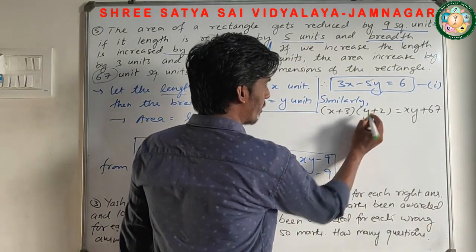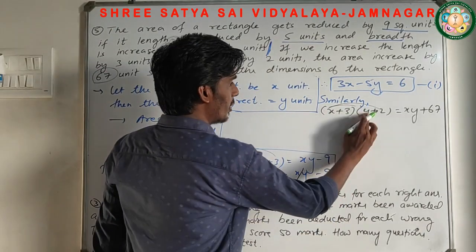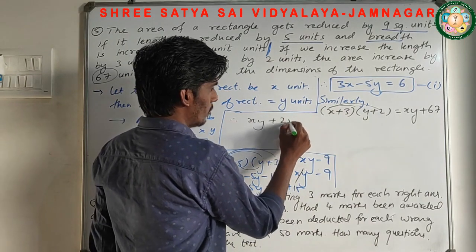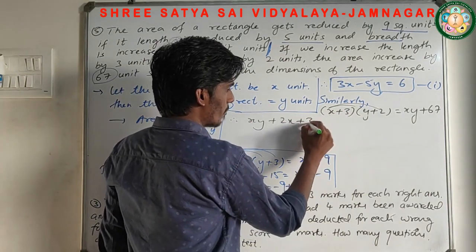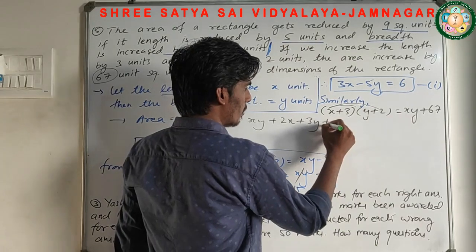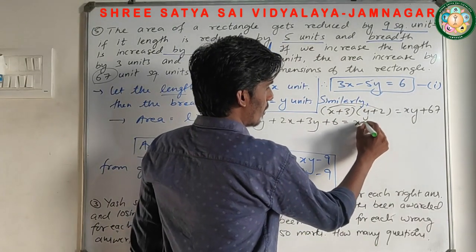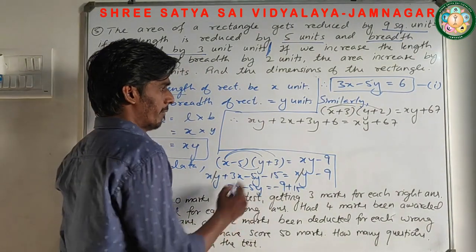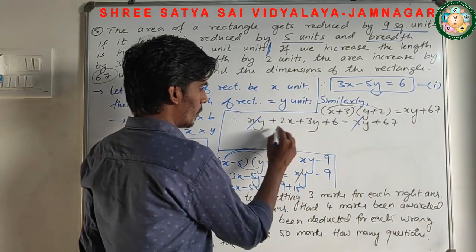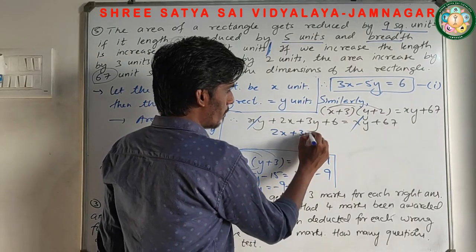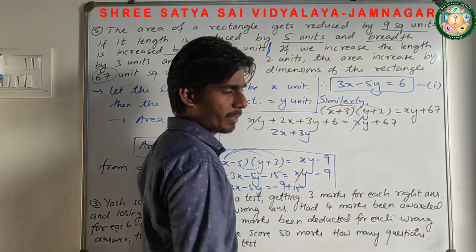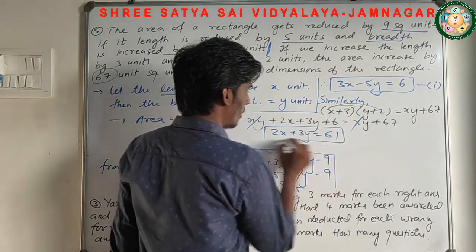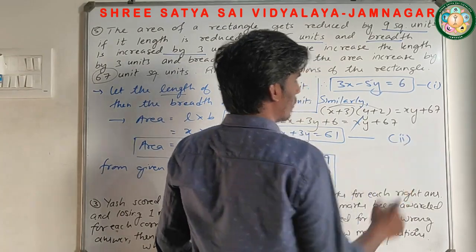Now again, to get the equation you have to multiply x into y, xy, x into 2, 2x, 3 into y, 3y, 3 into 2, 6, equals xy plus 67. Now what next? Here xy and xy get cancelled, so we can write 2x plus 3y. 6 we move that side and get separated. 67 minus 6, so 61.